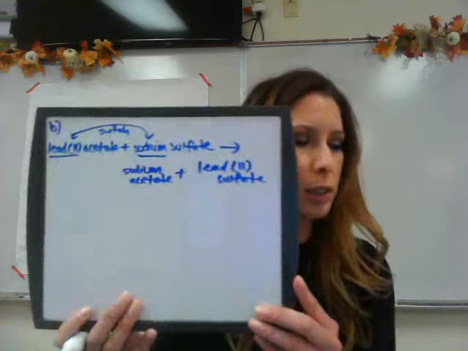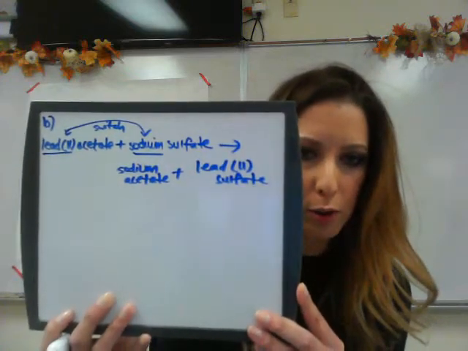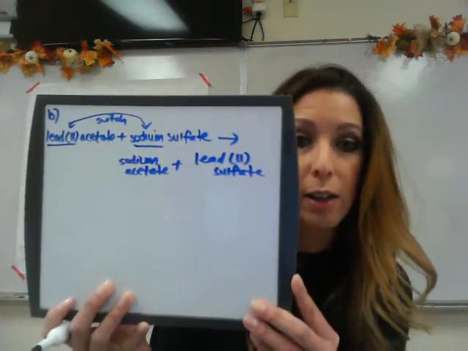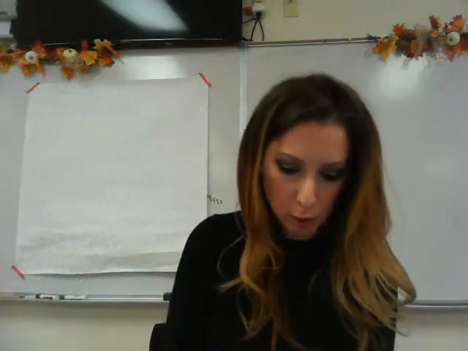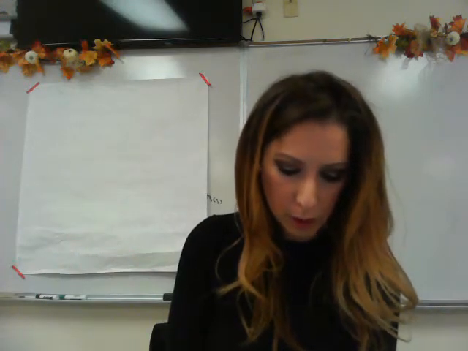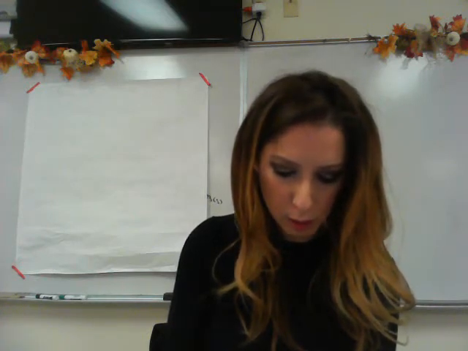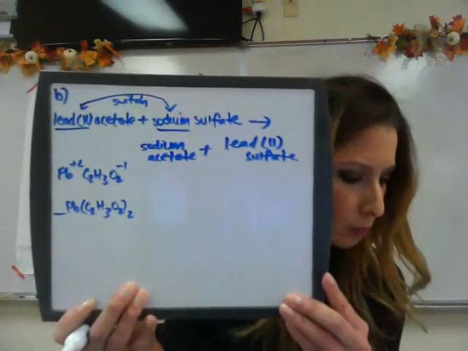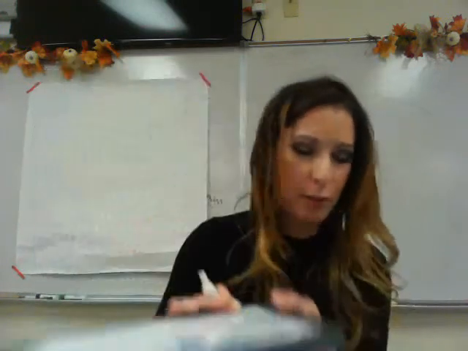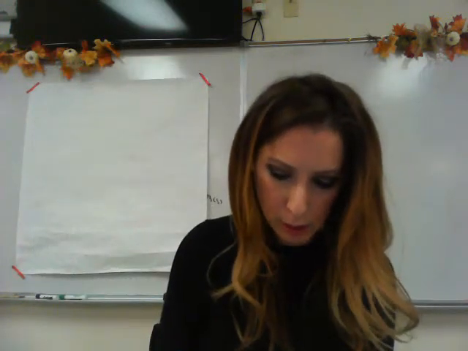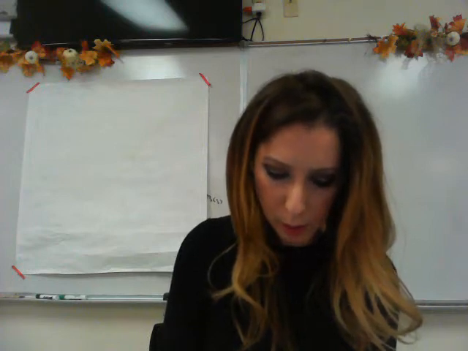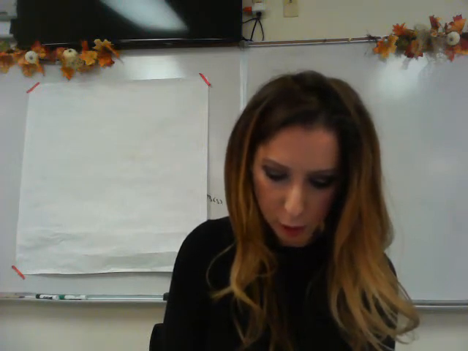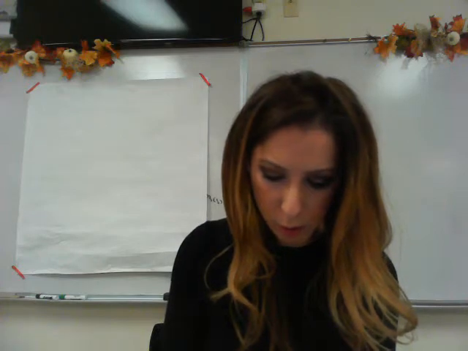Now what we want to do is convert the chemical names to chemical formulas. Lead 2 is Pb plus 2. Acetate is C2H3O2 negative 1. We're going to cross the charges, and it looks like this. They told us that it is a solution, so you have to put an AQ after it. And then we've got sodium sulfate, Na plus 1, SO4 minus 2, cross the charges. You're going to get Na2SO4, which is also a solution, so you have to put an AQ after it.